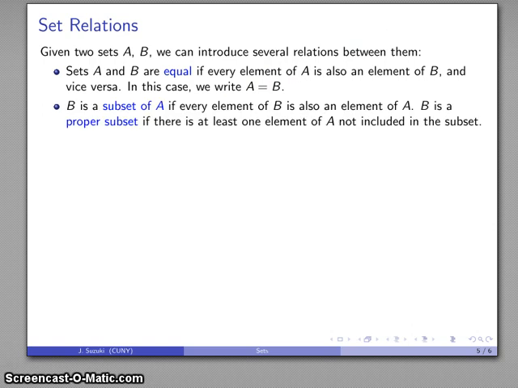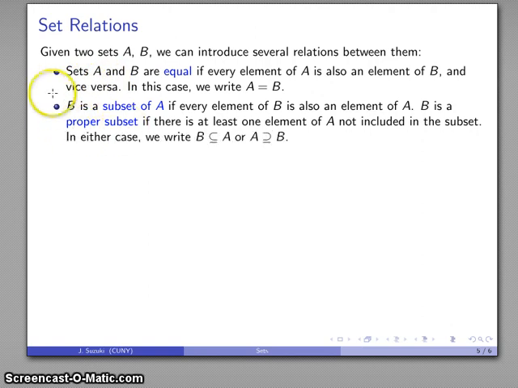Likewise, we can go farther. Maybe we don't have the vice versa. B is a subset of A if every element of B is an element of A. This is almost the previous definition, except we don't have the vice versa. We don't know or care whether every element of A is also an element of B. Now, if it happens that B is not equal to A, in other words, if we very definitely don't have the vice versa, we say that we have a proper subset.